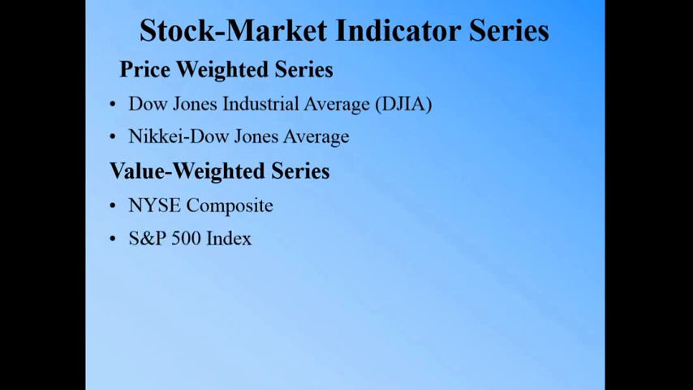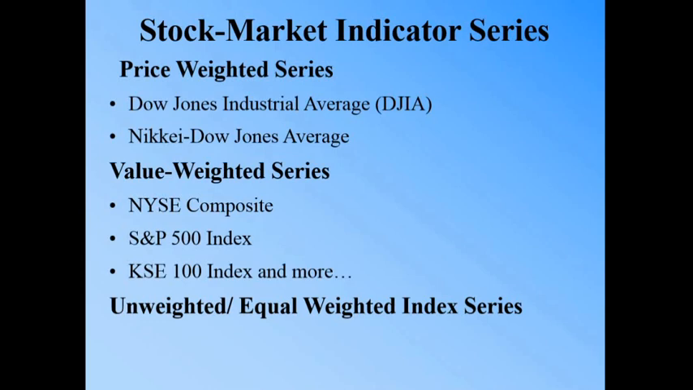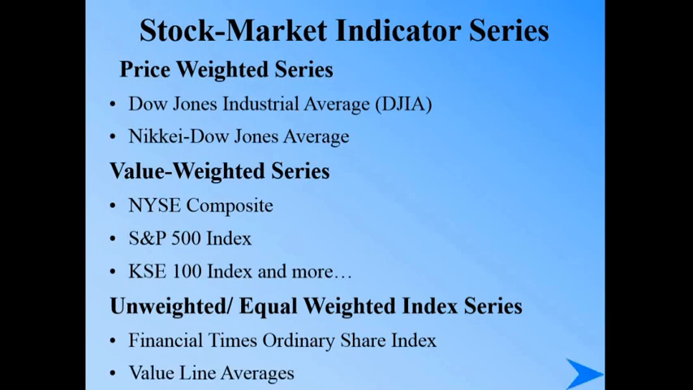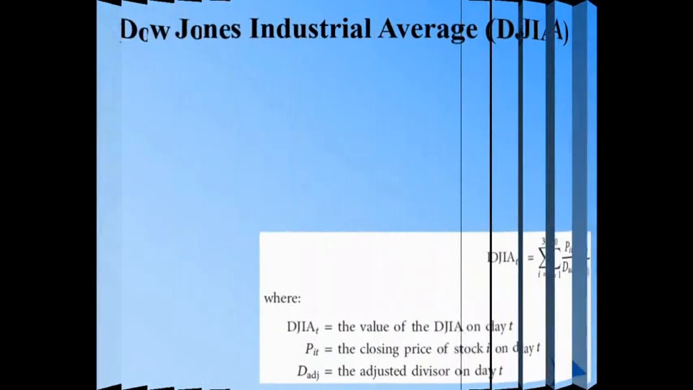Value weighted indexes include the New York Stock Exchange Composite Index and the S&P 500 index. The Pakistan Stock Exchange index that we are talking about, the KSE 100 index, is a value weighted index. There are many indexes which are value weighted. Most commonly used indexes are value weighted indexes. And the last one is unweighted or equal weighted indexes, and they are again not very common. There is the Financial Times Ordinary Share Index and the Value Line Average. These are some examples of different indexes using different weighting criteria. Remember, I have told you that we will not use the fundamental weighted index series, as that is not very common.